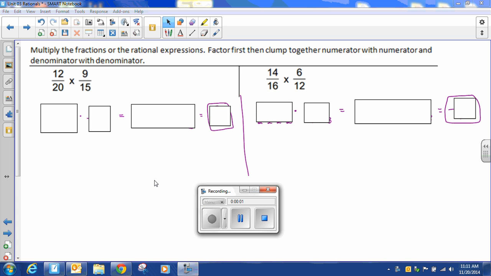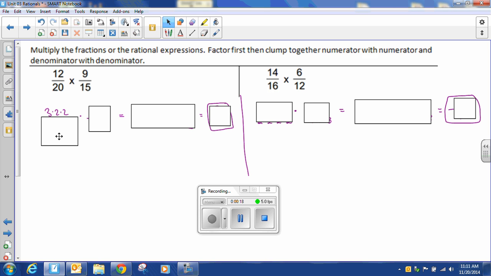In this lesson, we will multiply rational expressions. So we're going to start off with very easy integer fractions, just so we can model what we want to happen. So here we have 12/20ths times 9/15ths. Well, the first step is to factor 12 into 3 times 2 times 2.